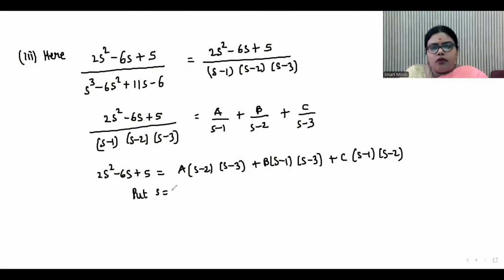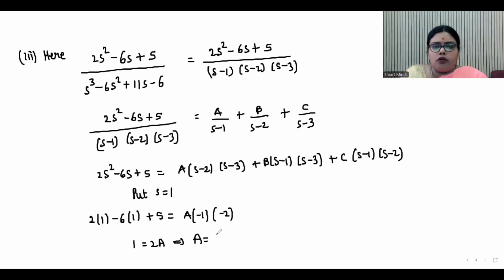Now put s equal to 1. If you put s equal to 1, the second and third terms will become 0. And here you will get 2 into 1 minus 6 into 1 plus 5 is equal to A into (1 minus 2), which is minus 1, and (1 minus 3), which is minus 2. So this is 2 plus 5 is 7, 7 minus 6 is 1. 1 is equal to 2A, that means A is equal to 1 by 2.